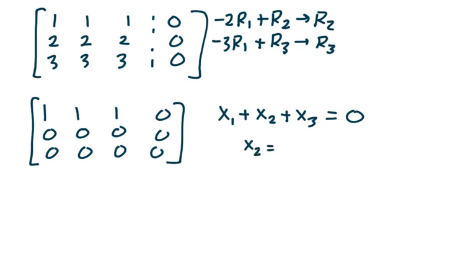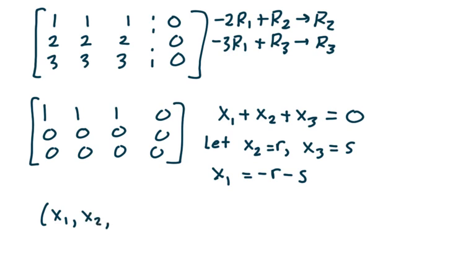I'm going to let x2 equal r and x3 equal s. So x1 is -r minus s. Now, (x1, x2, x3) is equal to (-r minus s, r, s). That's the solution to the system, or the general solution.